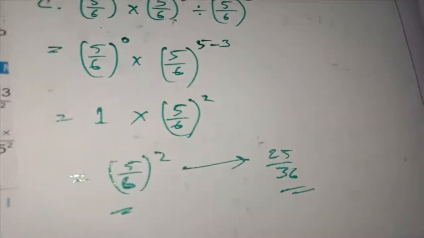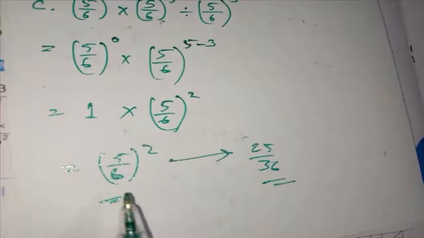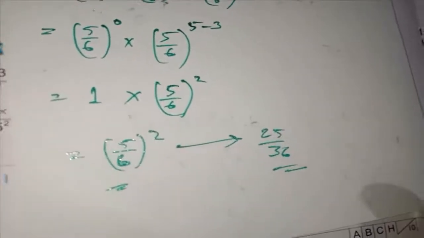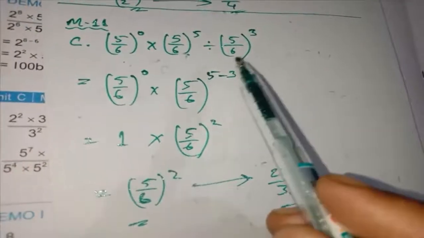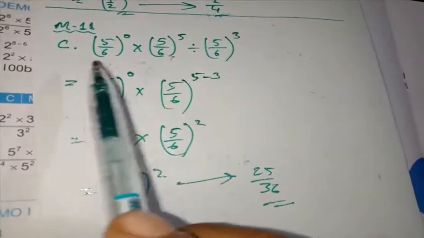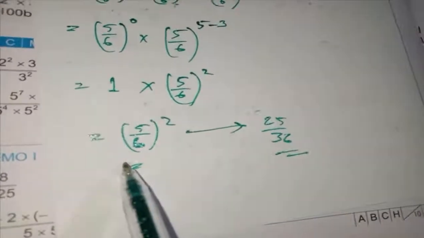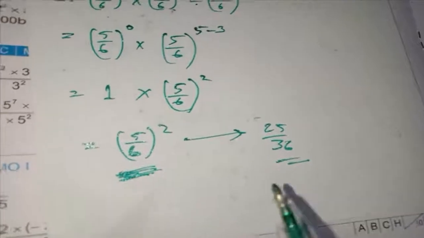If you are asked to evaluate, then you can write either this or this. But if you are asked to express this in an exponential form, then you will have to write this answer only. This will not be applicable.